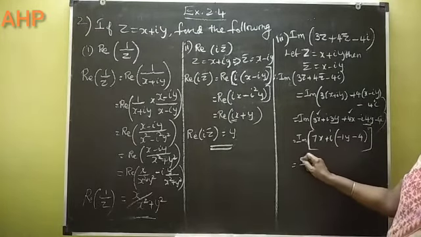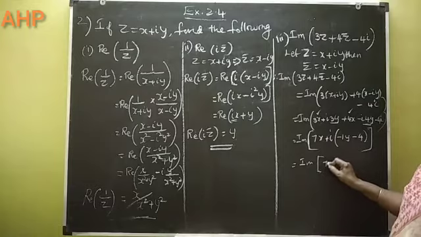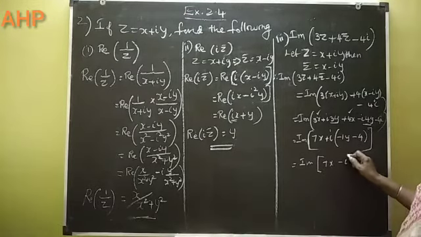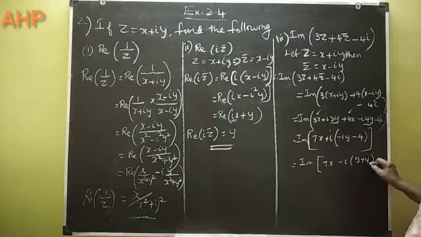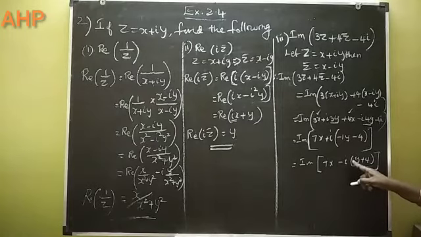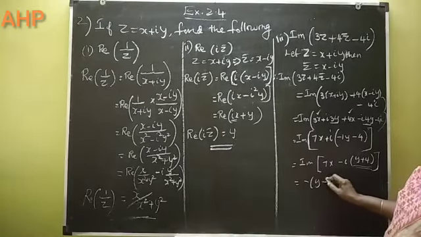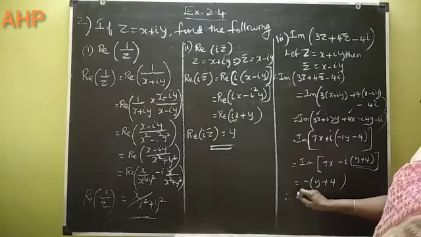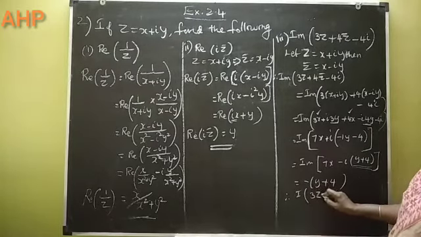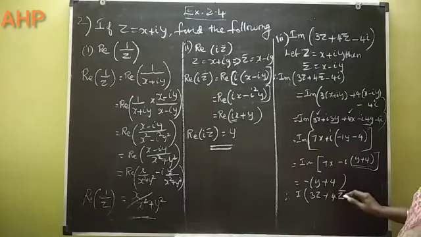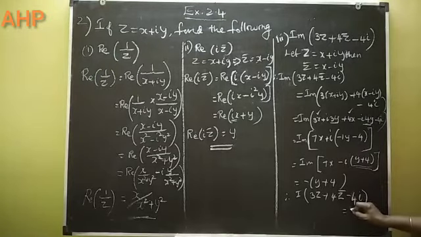So this is equal to the imaginary part of 7x minus i into y plus 4. So what is our imaginary part? The coefficient of i. That is equal to minus (y plus 4). So this is equal to minus of y plus 4. Therefore, the imaginary part of 3z plus 4 z bar minus 4i is equal to minus of y plus 4.